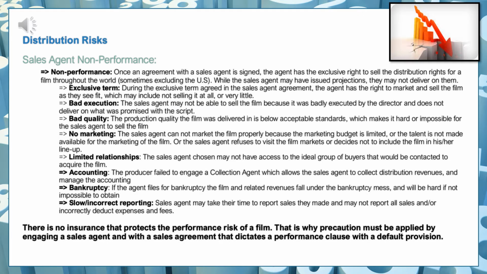So put a collection agency clause in there and have the collection agent do their job in collecting the revenues and paying expenses, loans, and investments back. There is a risk for bankruptcy. And I have had a situation where one of my movies was with a sales agent who went bankrupt, and it became part of the bankruptcy mess. I'm still dealing with that mess, literally, and I don't want other producers to have to deal with it.